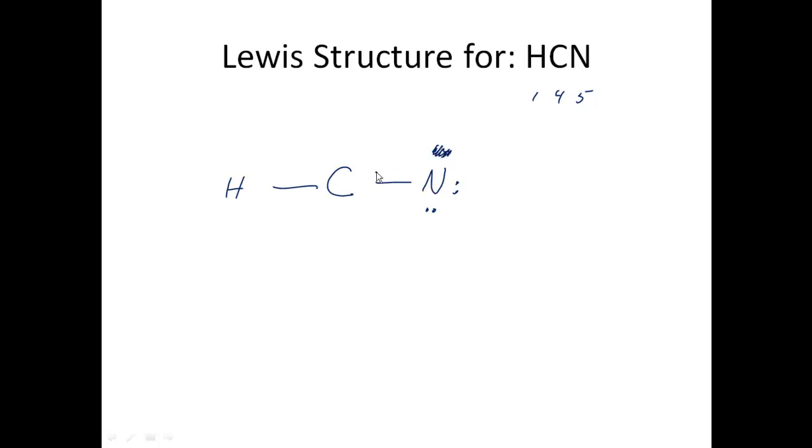So we get rid of those and make that into a double bond, and we get rid of those, make that into a triple bond. Carbon now has 8, nitrogen has 8, hydrogen has 2. All is right with the world.